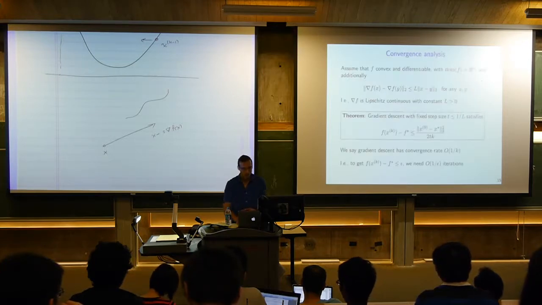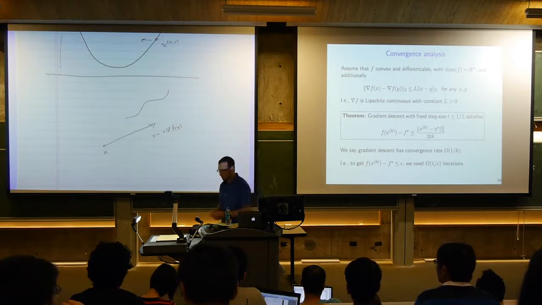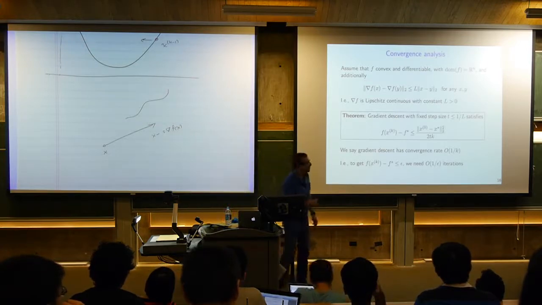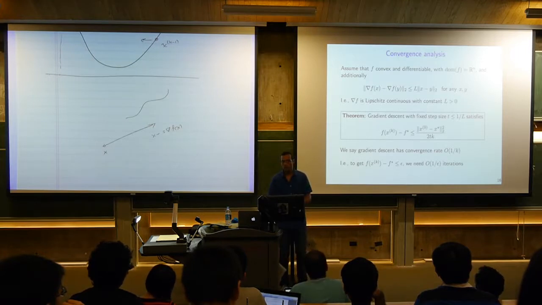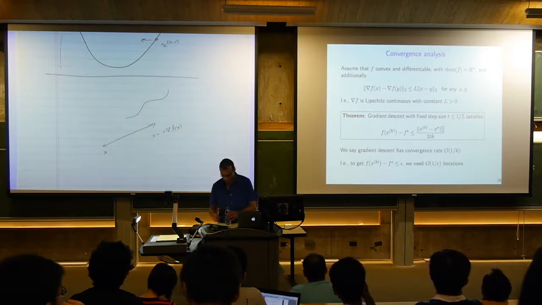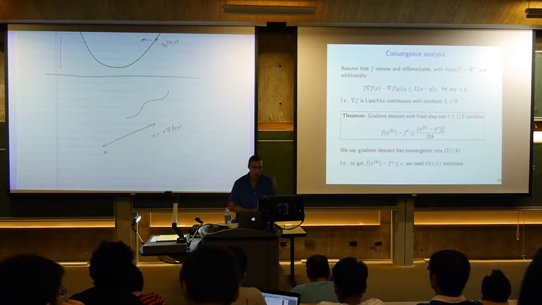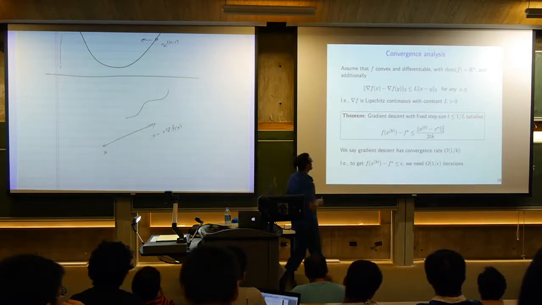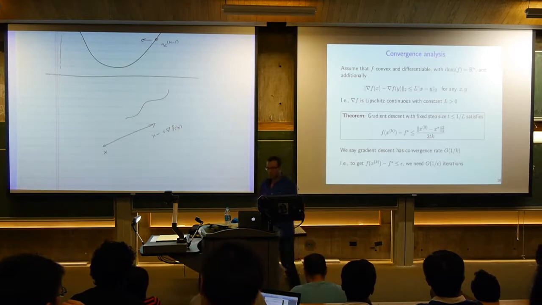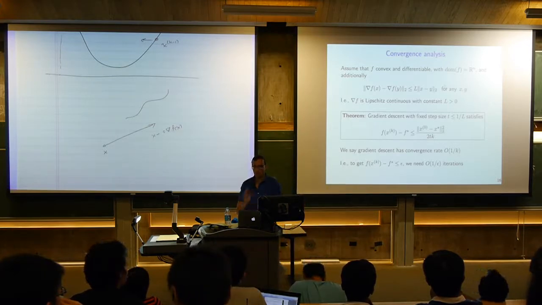Okay, so let's do the convergence analysis. This is going to be our first one, and probably our only one for this unit. We're going to prove the following fact. If f is convex and differentiable and has a domain of all of Rn, the domain being all of Rn is just for simplicity at this point.